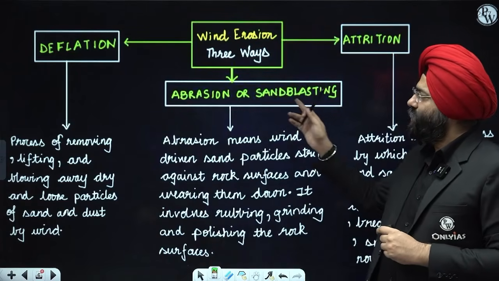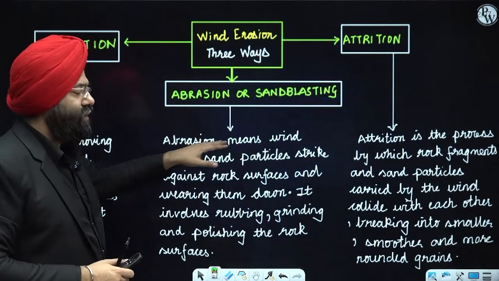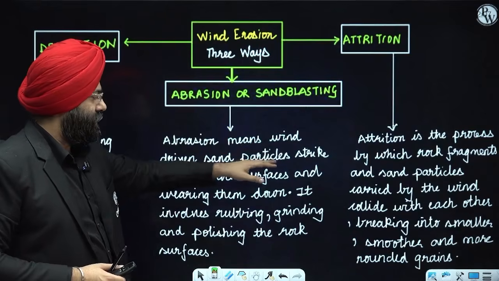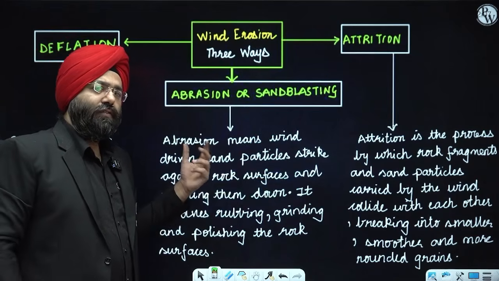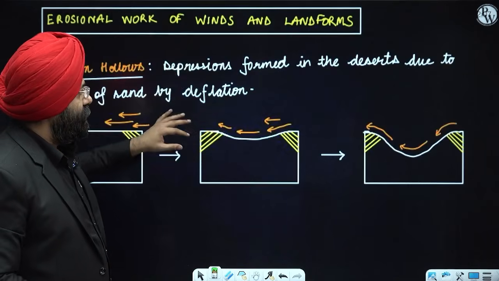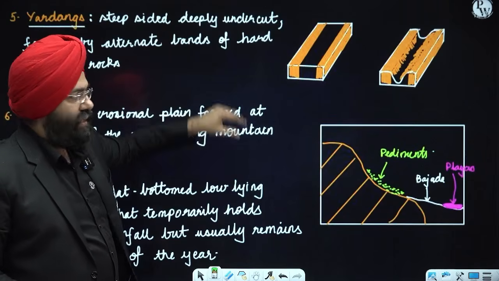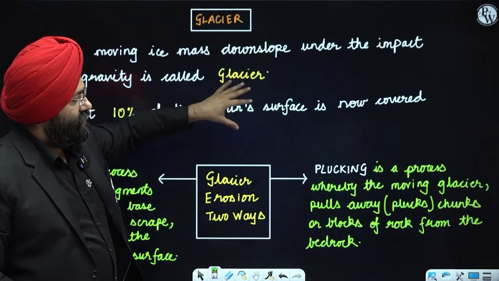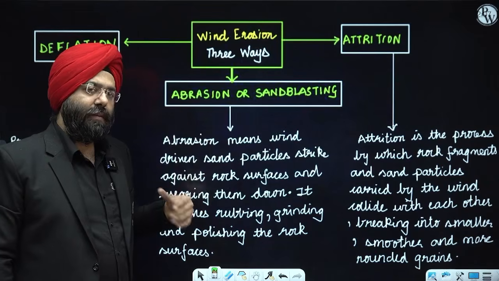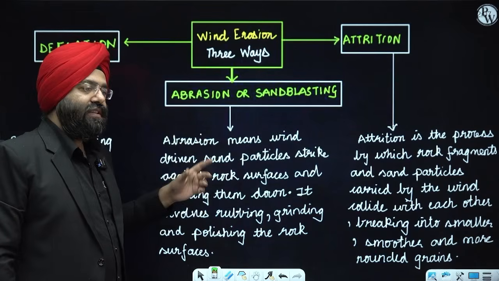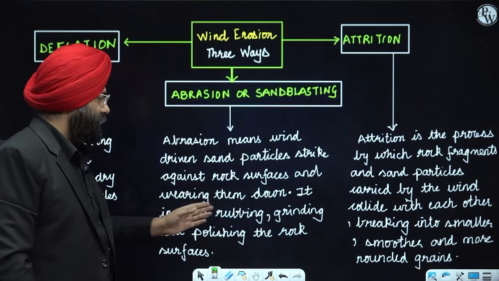Next comes abrasion or sandblasting. Now see, this is a very interesting concept. Abrasion means that the wind-driven sand particles strike against the rock surface and wear it down. You will be saying, sir, aren't we going to see the diagrams of this? Please understand, when I go further we will be seeing a lot of processes, and everything is covered here, so don't worry. Right now, just understand the concept. I'll be explaining it again. Abrasion basically means that the wind-driven sand particles strike against the rock surface and wear it down. It involves rubbing, grinding, and polishing.